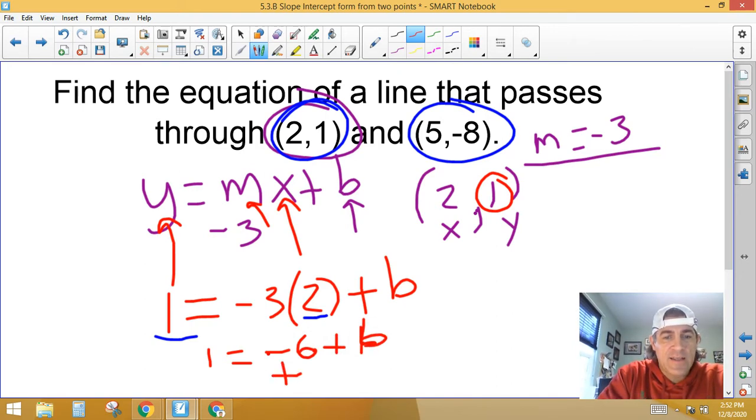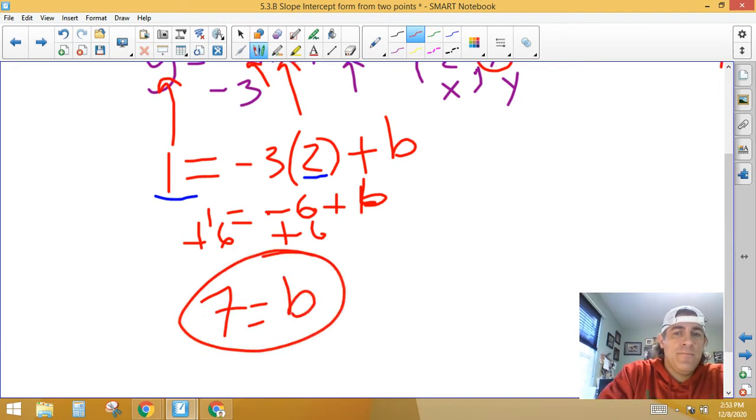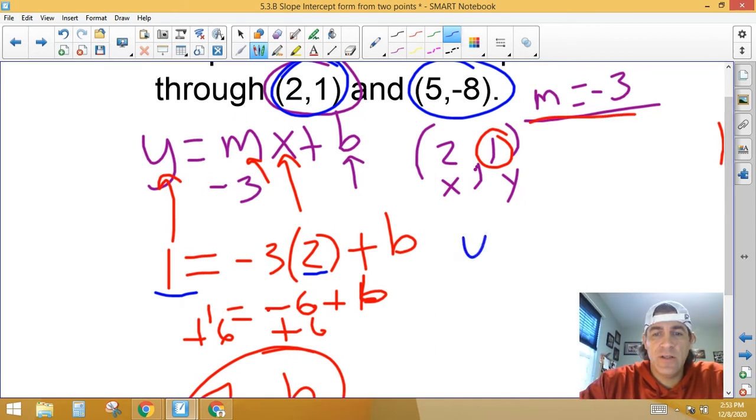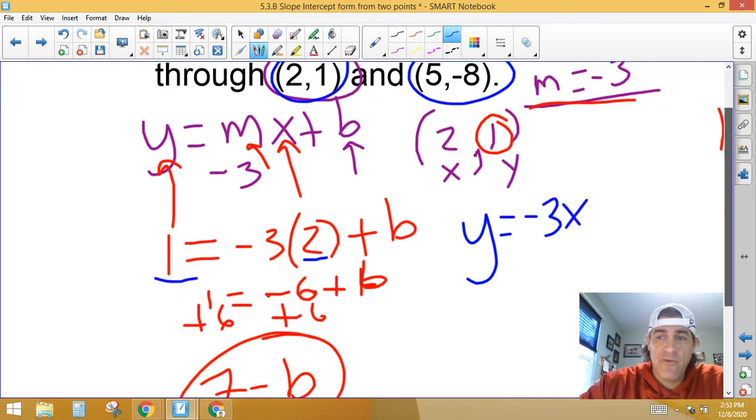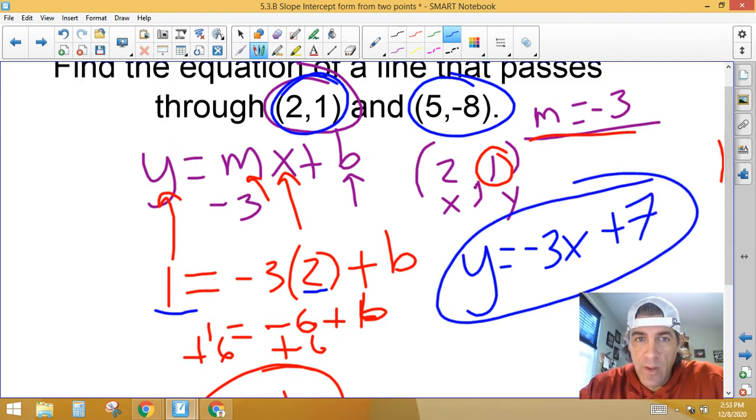Isolate b. I add 6 to both sides. I'm running out of room. So 7 equals b. My b equals 7. My slope was negative 3 from up here. So my equation for this line is going to be y equals negative 3x plus 7. This is the equation in slope-intercept form. Note, the y goes back to being a y. I don't use the 1 from the ordered pair in the final equation. The x reverts back to the x as it was. So the final equation is y equals negative 3x plus 7.